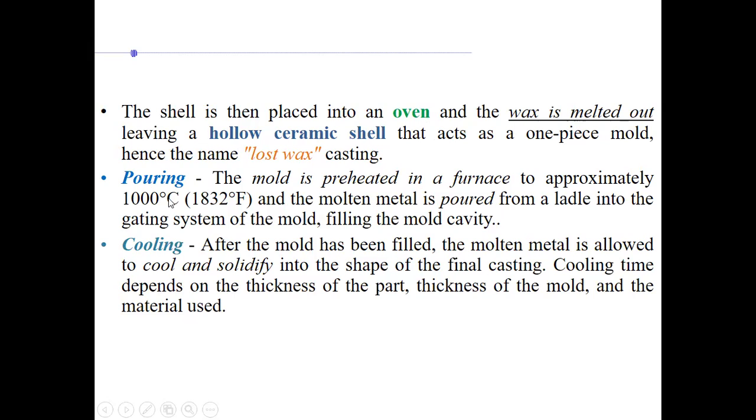Now you'll pour. Pour what? You'll pour the molten metal. The mold is preheated before pouring, because the difference of temperatures will lead to cracking of the ceramic shell. So you will preheat the mold in a furnace to approximately 1000 degrees centigrade, and then the molten metal is poured from a ladle into the gating system of the mold, filling the mold cavity. Pouring of the molten metal.